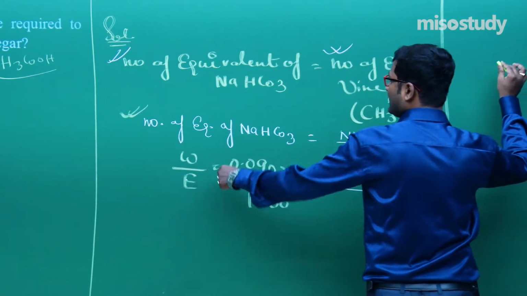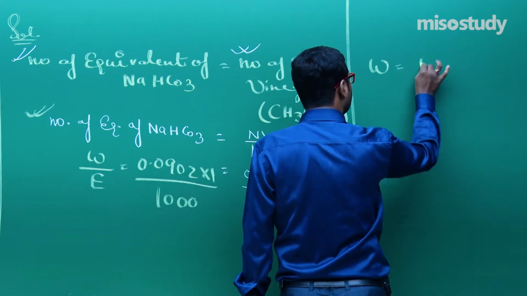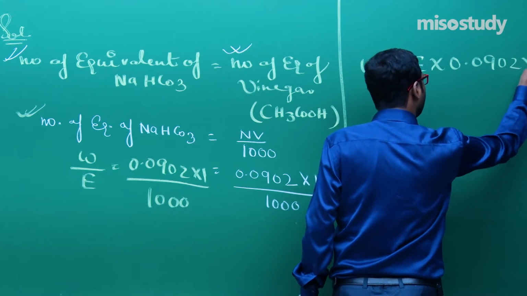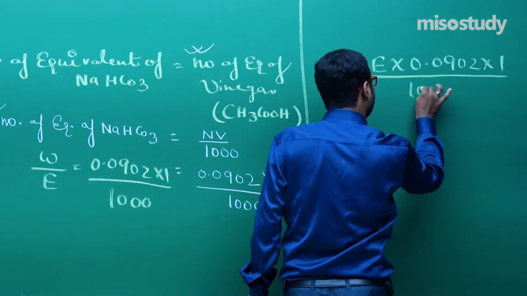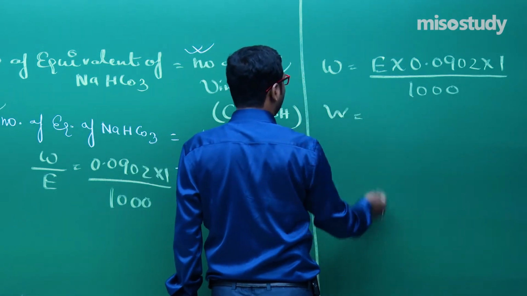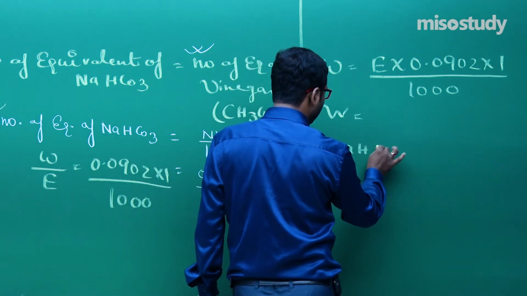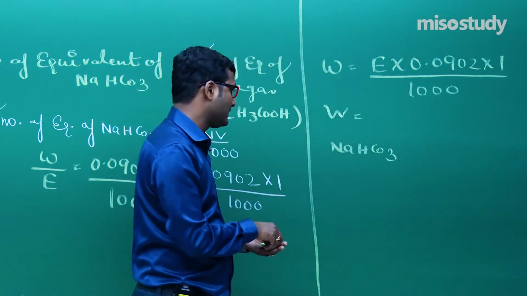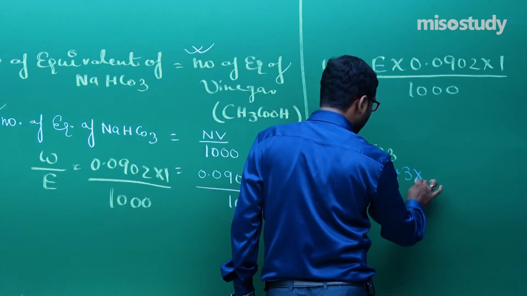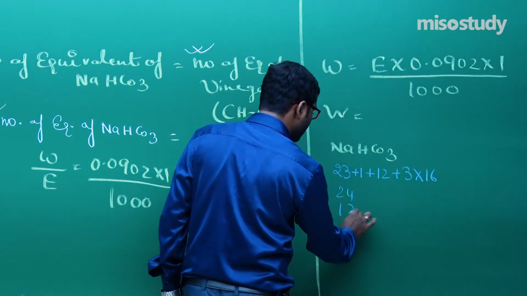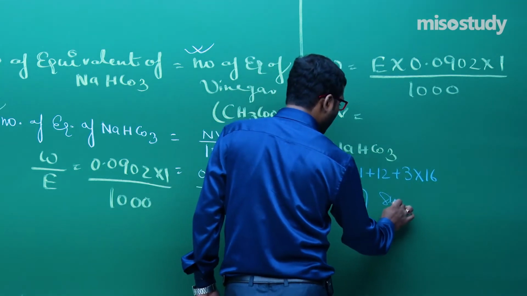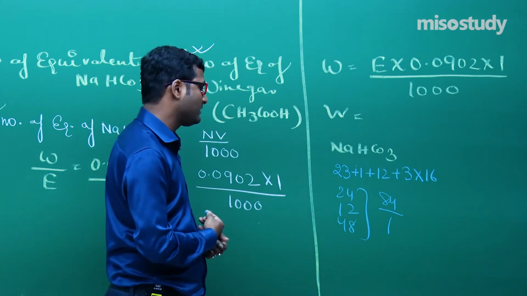Now we have to find the given mass. Given mass is equal to equivalent mass multiplied by 0.0902 multiplied by 1 divided by 1000. Now what is the equivalent mass in case of NaHCO3? Na 23 plus 1 plus 12 plus 3 into 16, that is 23 plus 1 plus 12 plus 48, which is 84. So 84 upon 1, since the charge is 1.